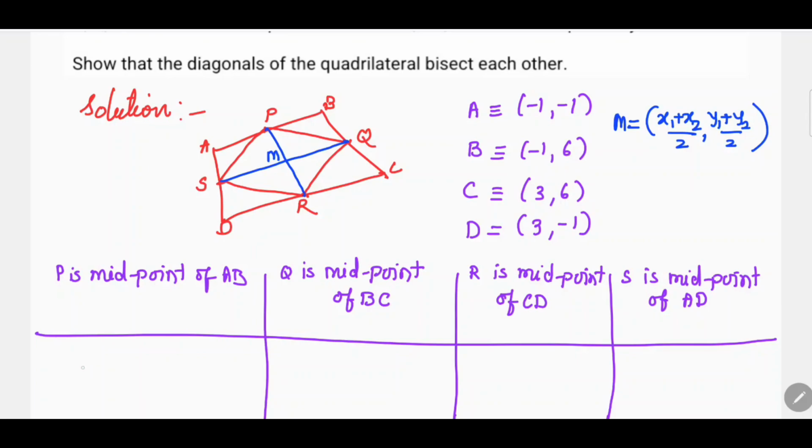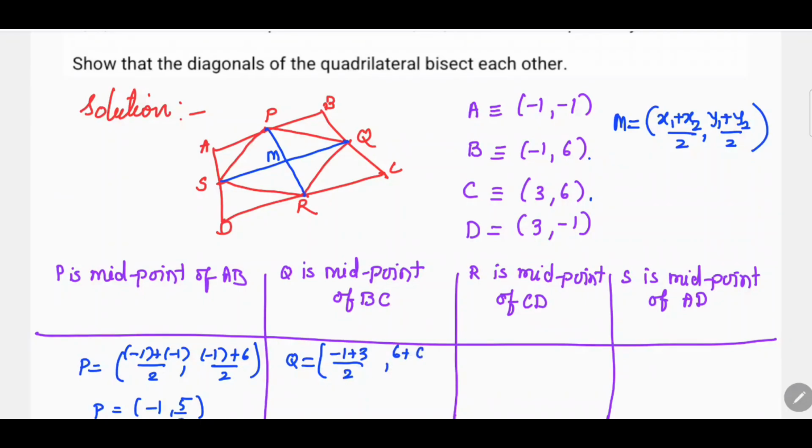Now P is equal to ((x1 + x2)/2, (y1 + y2)/2), that is ((-1 + -1)/2, (-1 + 6)/2). So I get P is equal to (-1, 5/2). In exactly a similar way, Q is the midpoint of BC, so this one is B and C. So ((-1 + 3)/2, (6 + 6)/2). So Q becomes (1, 6).